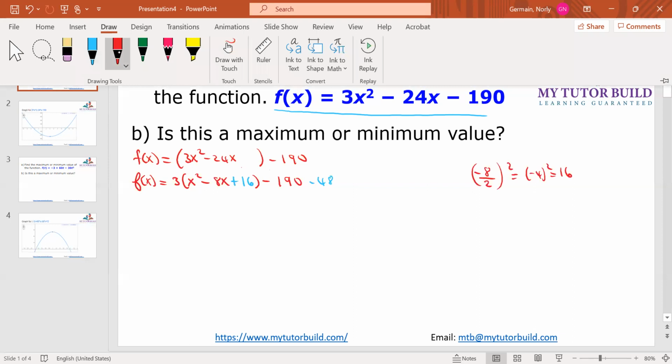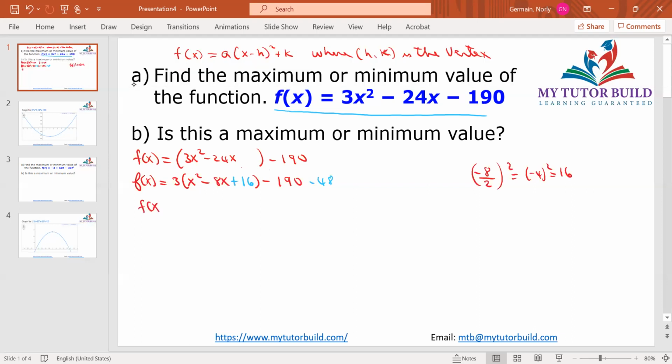Now that we add and subtract, let's go ahead and write f of x equals 3 times (x minus 4) squared. Now, when we add these two numbers, negative 190 plus negative 48, it gives us negative 238. Now, inside, the square root of x squared is x. The square root of 16 is 4. Now, keep the sign of the middle term. The b term is negative. So negative, x minus 4 squared is equivalent to x squared minus 8x plus 16.